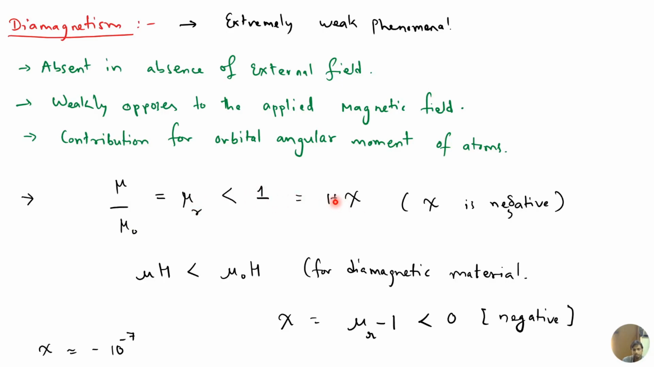Mu r is what? It is 1 plus chi. 1 plus chi is less than 1. The only way this can happen is chi is equal to mu r minus 1, and mu r is less than 1, so it is a negative quantity.